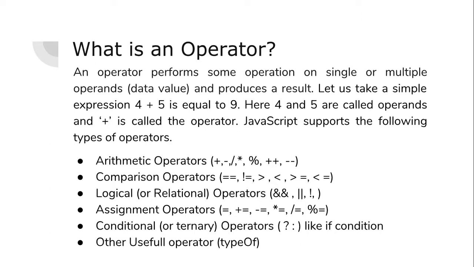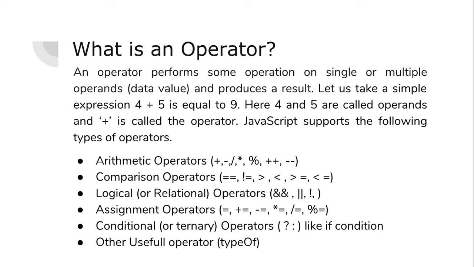Let us take a simple expression. 4 plus 5 is equal to 9. Here 4 and 5 are called operands and plus is called the operator. So 4 and 5 are operands, and when we put plus between 4 and 5, the result 9 comes, and the plus sign is called the operator.